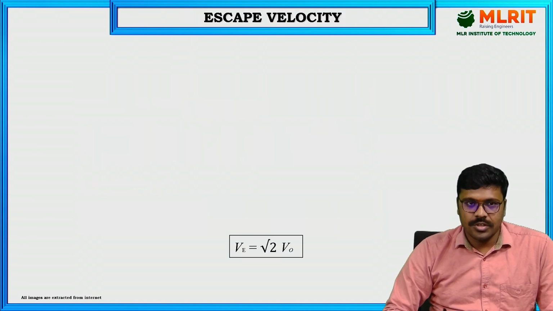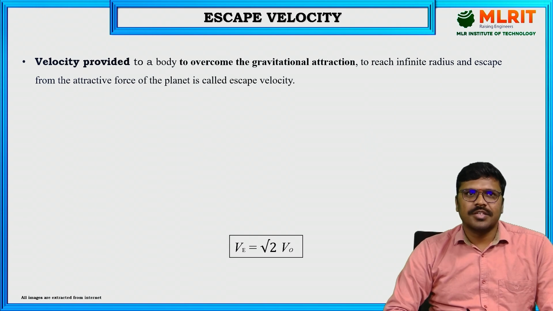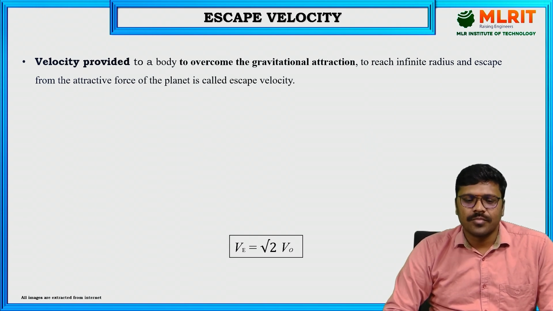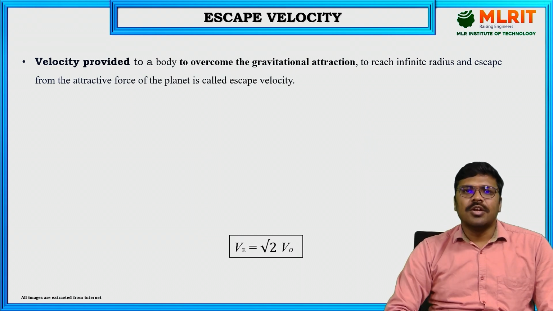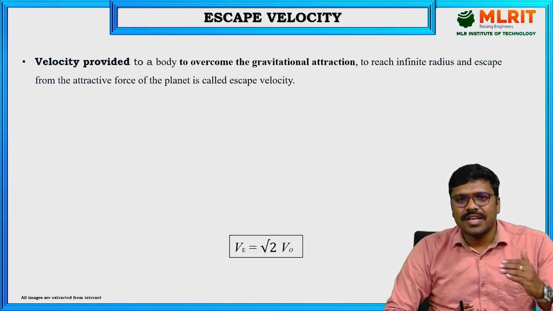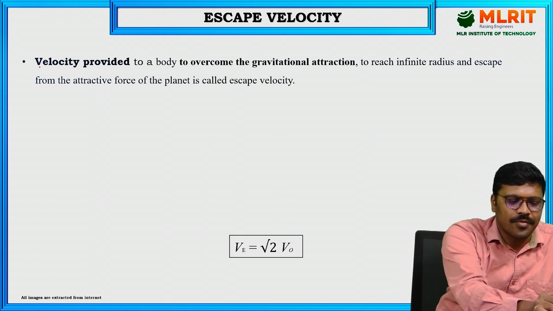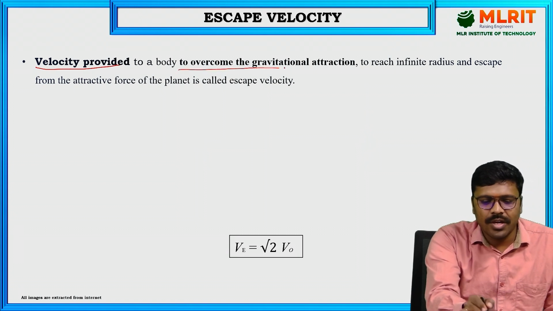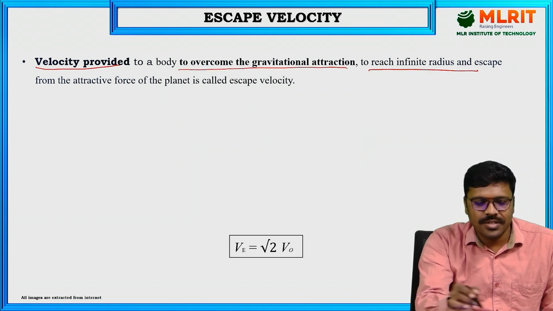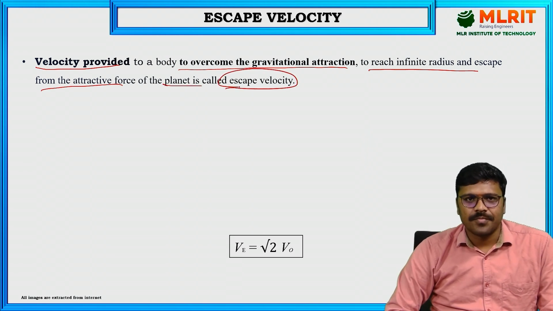So, coming to the first, what is escape velocity? Escape velocity is nothing but the velocity provided to a body to overcome the gravitational attraction to an infinite radius, from which it will escape from the gravitational field of the parent planet or parent object. If you provide any velocity so that it overcomes the gravitational attraction to an infinite radius, escaping the attractive force of the planet, it is called escape velocity.